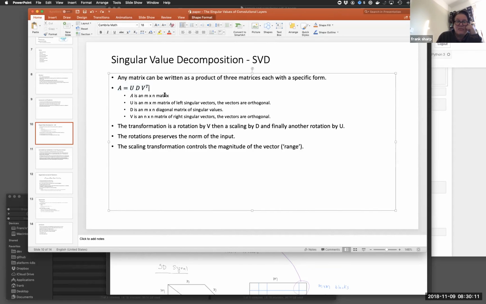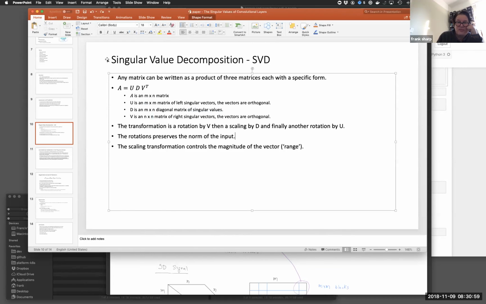So here's our M by N matrix, just a general matrix. It's not a square matrix. It can be, but in general, it's M by N. U is what we call the left singular vectors, and the vectors are orthogonal. D is an M by N diagonal matrix of singular values. So the singular values are the name here. And V is an N by N matrix of right singular vectors, and they're orthogonal. So it's M by M, M by N, and N by N. If you do these matrix multiplies, these M's match, and then you go to N, and then these N's match. So this final result is M by N.